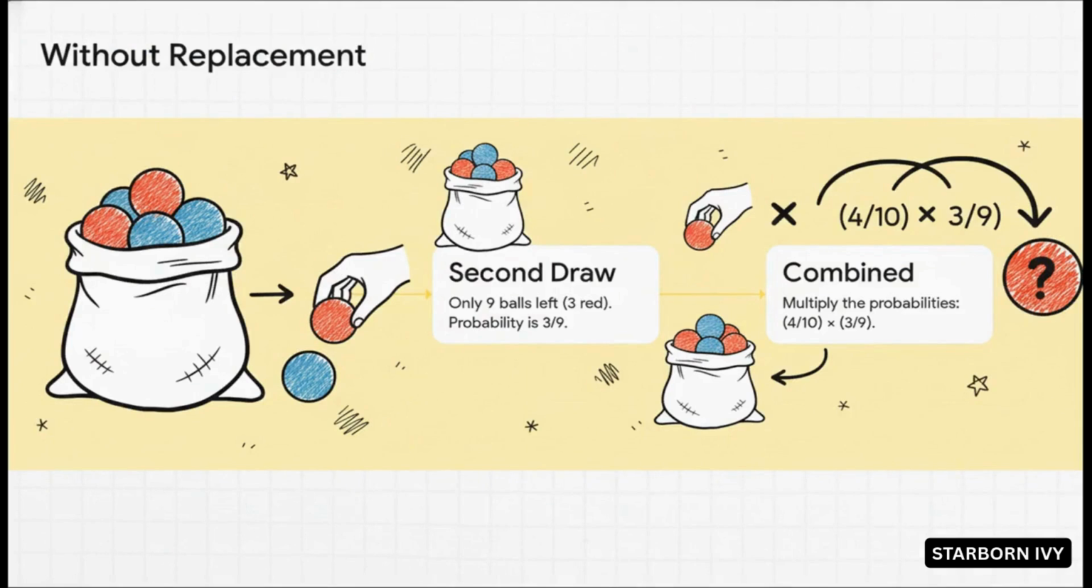Let's actually walk through one. So you've got this bag with 10 balls. Your first draw, your chance of getting a red one is 4 out of 10. Simple enough. But you don't put it back. So now for your second draw, everything's different. There are only 9 balls left in the bag, and only 3 of them are red. So your new probability is 3 out of 9. You just multiply those two fractions together, and boom, that's your answer.